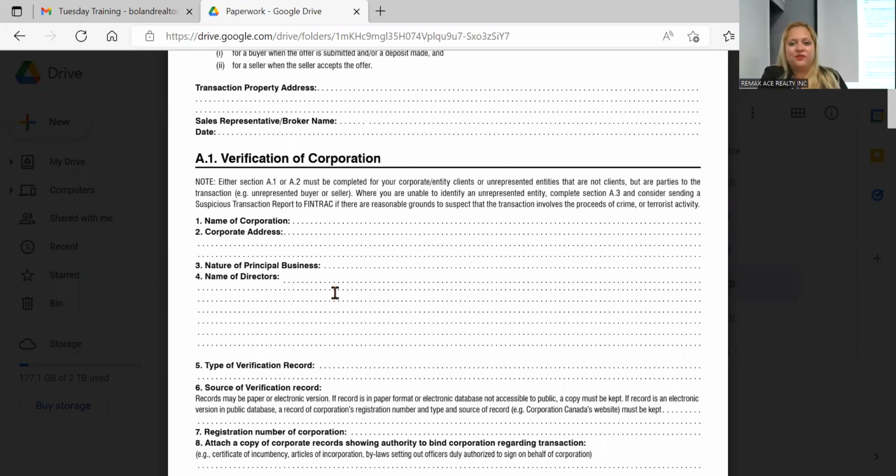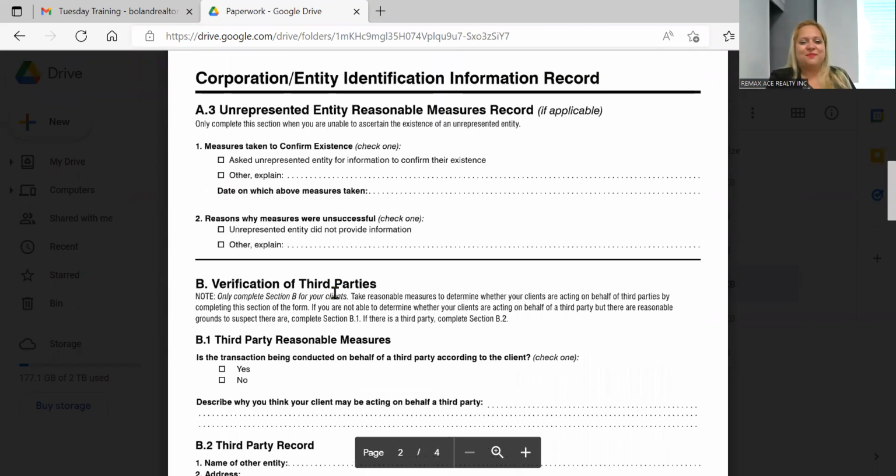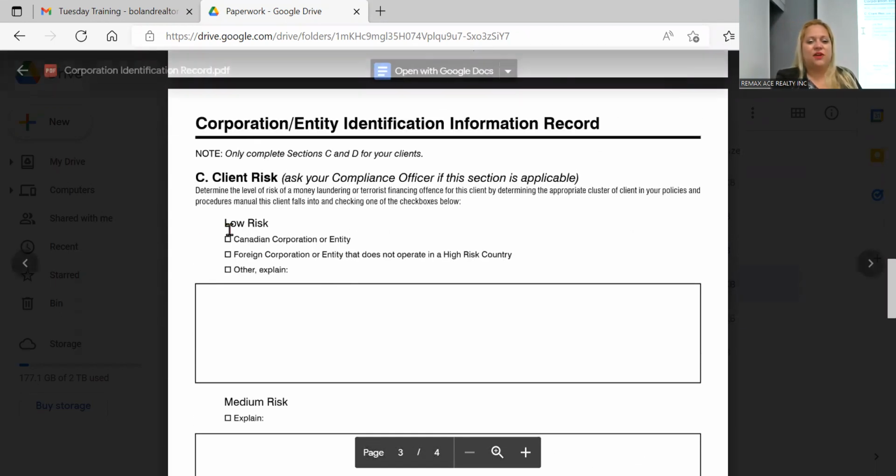You're going to ask them for their articles of incorporation, and you're going to read all the information off of there. What's the address? When was the corporation created? What's the corporation number? What's the nature of the business? And you'll see the named directors on there. And if your client's name is on there, you're good to go. The rest of this should be filled out the same way.